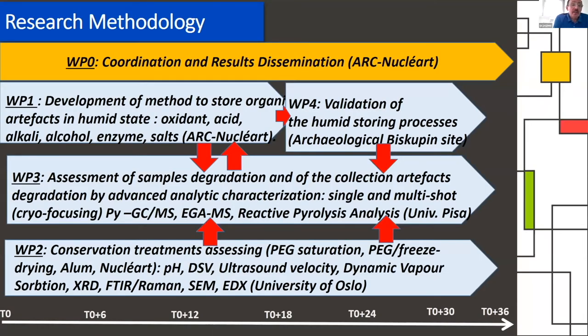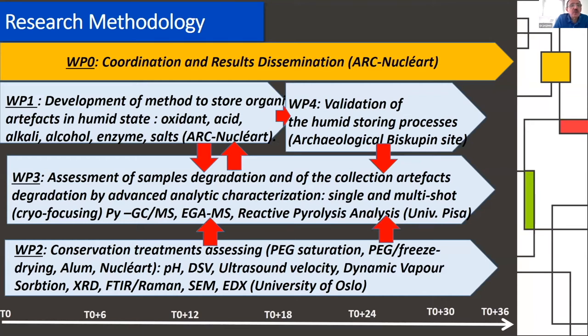The STAR project involves five work packages. Work package zero is coordination and result dissemination. And we have four technical work packages for four partners. The first one, work package one, is focused on the development of methods to store organic materials in humid states.